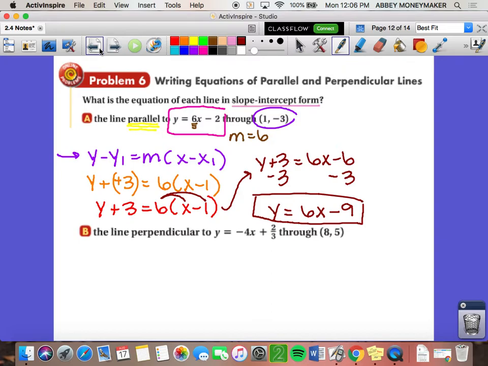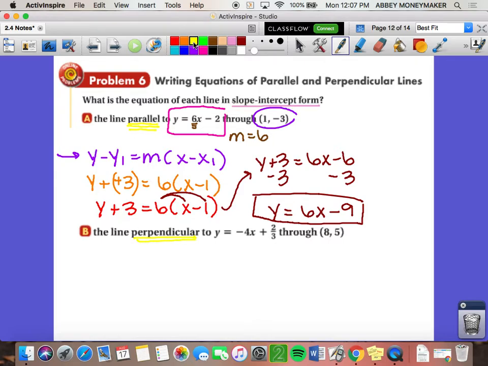I thought I had some practice problems, so hopefully that'll be good. So I'll work this next one out with you, and then y'all are going to do the next two on the next slide. So here we go. Same thing, except now we have perpendicular.